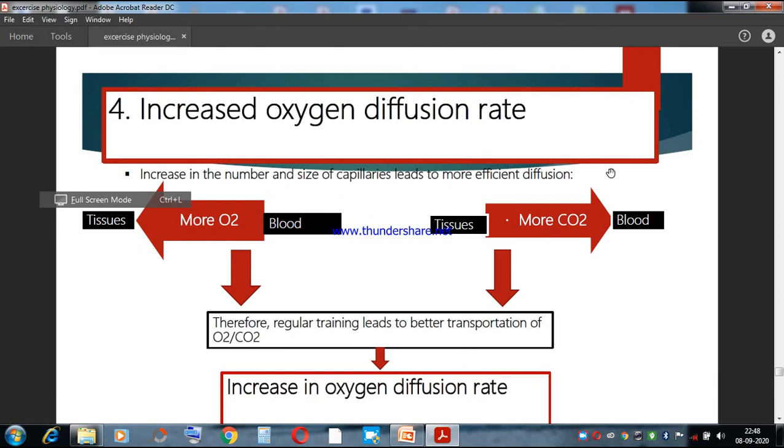Increased oxygen diffusion rate. An increase in the number and size of capillaries will obviously lead to more efficient diffusion. You can see how oxygen diffusion takes place. Regular training leads to better transportation of either oxygen or carbon dioxide. So not only is oxygen diffusion increased, carbon dioxide diffusion also increases during exercise, and this is the long-term effect of exercise.